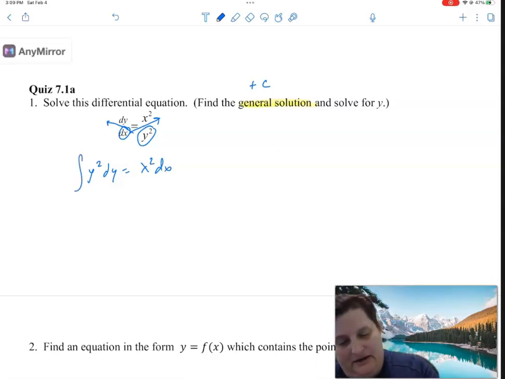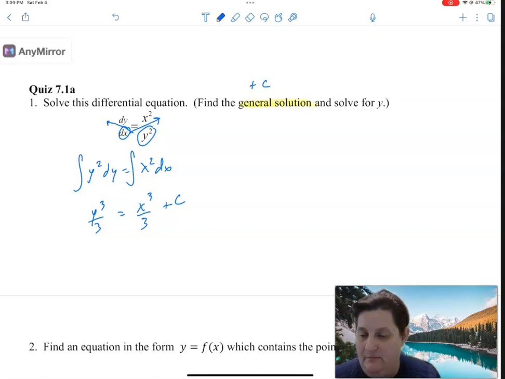And I'm going to go ahead and take the integral of each one. So I get y to the third over 3 is x to the third over 3 plus a constant. Remember, you don't have to put your constant on both sides. You can just put your constant on one side.